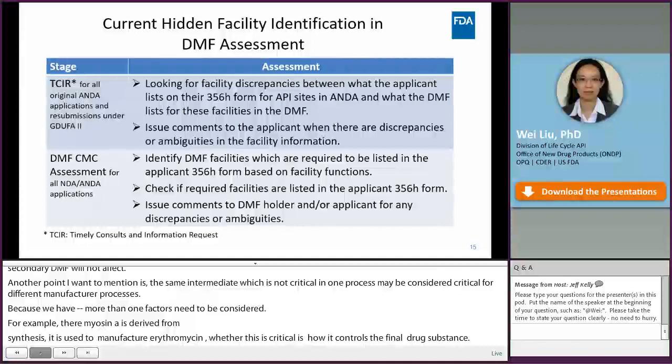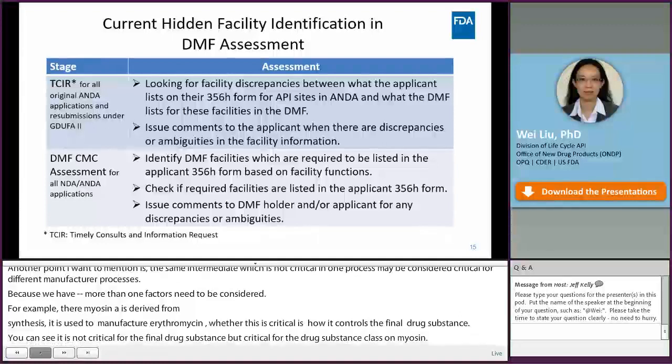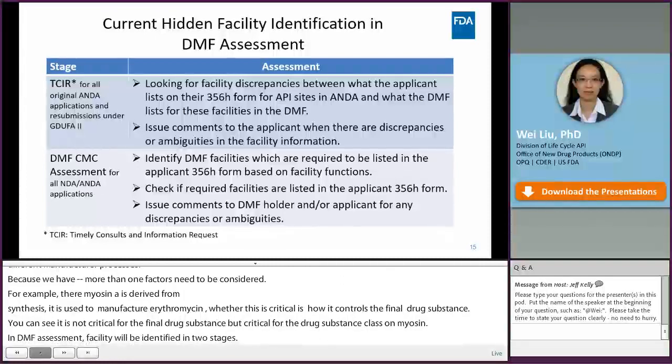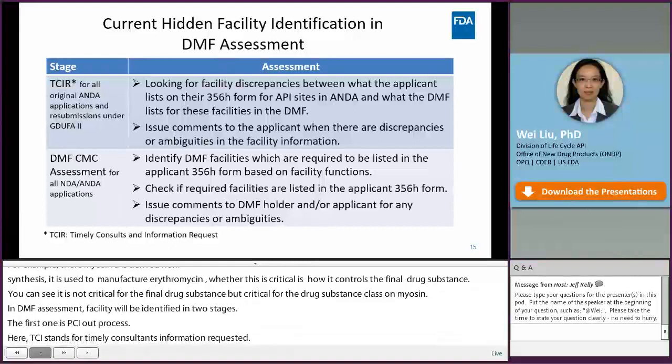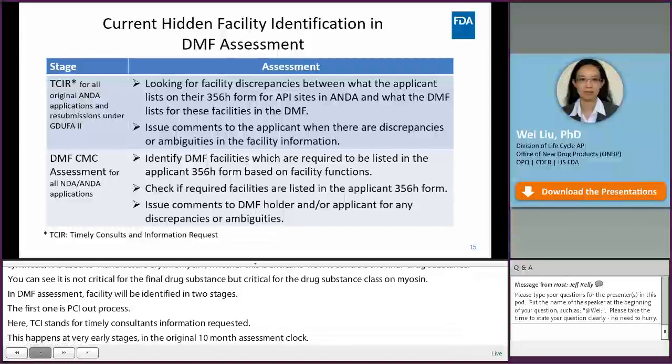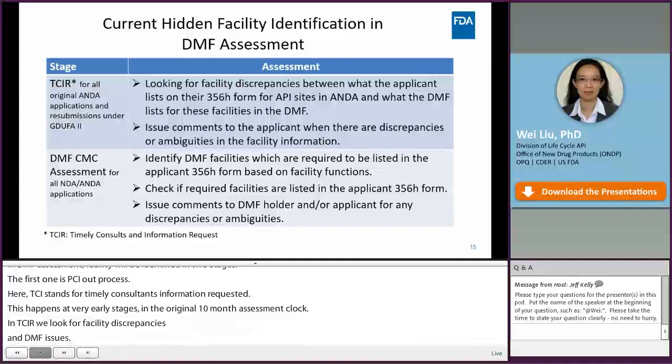In DMF assessment, hidden facilities will be identified in 2 stages. The first one is the TCIR process. Here, TCIR stands for Timely Consults and Information Request. This applies for original ANDAs. It happens at a very early stage in the original ANDA 10-month assessment clock. In TCIR, we look for facility discrepancies between what the applicant lists on their 356H form and what the DMF lists in the DMF submissions. If an issue is identified, the comment will be sent to the ANDA applicant in an early information request letter.